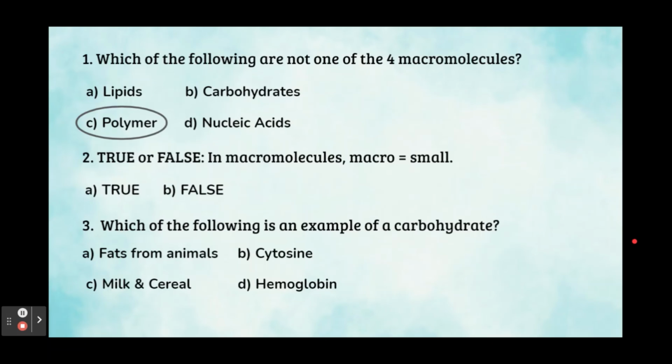Number 2, true or false? In macromolecules, macro is small. The answer is B, false. Macro is large molecules.